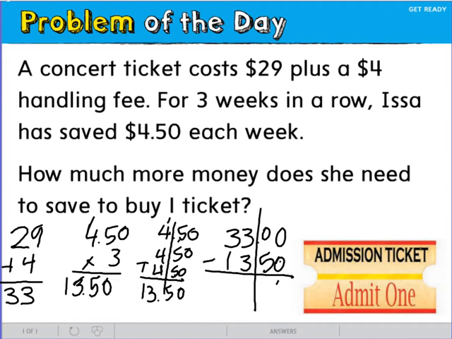0 subtract 0 is 0. 0 subtract 5. You can't do that. Can't do it. So we regroup. 10 subtract 5. 2 subtract 3. So we regroup again. 12 subtract 3. 2 subtract 1. 1. So how much more money does she need? $19.50. There you go.